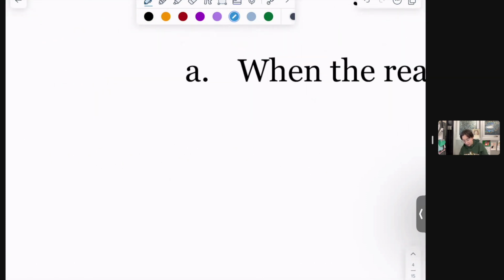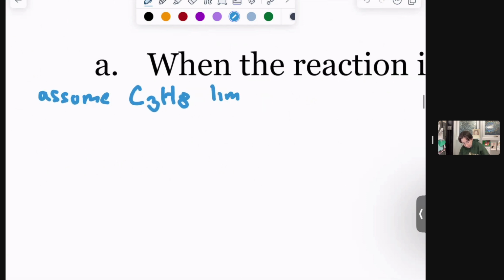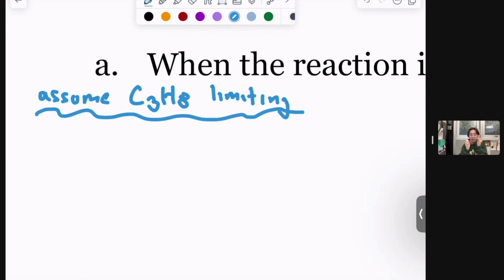So I'm just going to run it back with that last one. I'm going to do one problem where I assume that my propane is limiting. And again, what I mean by limiting, that just means we're going to use all of it up, assuming that my 41 grams is going to limit the amount of product I made. I'm going to use all of that up. So just starting with this, and then I'm going to solve for my grams of CO2.